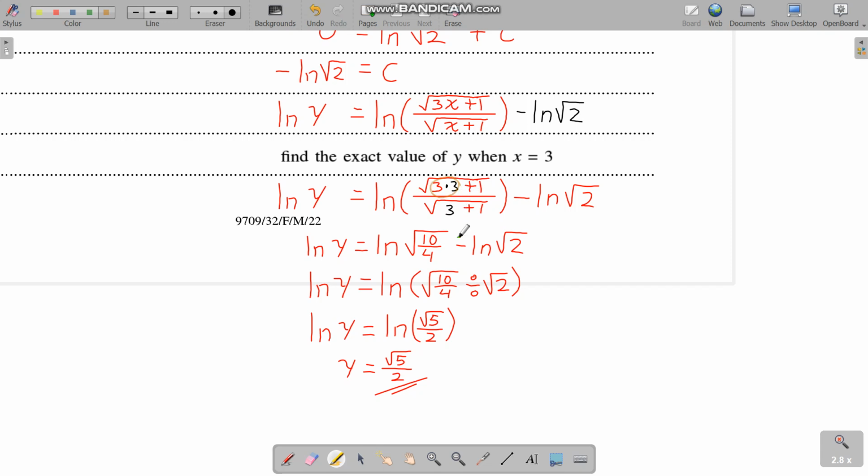So 3 times 3 is 9 plus 1 is 10, and this is 4, so we have 10 over 4. And the subtraction, we combine into a division in one logarithm. Use a calculator for this part. You will get the square root of 5 over 2. So we do e to the power of, they all cancel out, so we have only y equals root 5 over 2, which is the final answer.